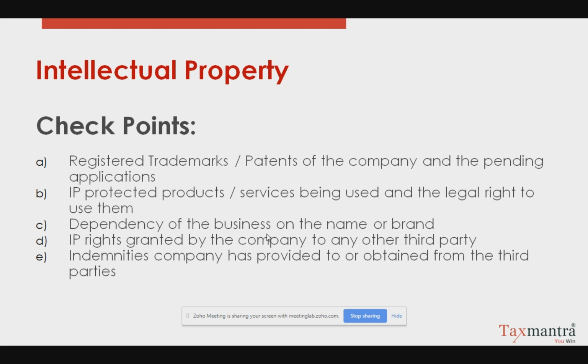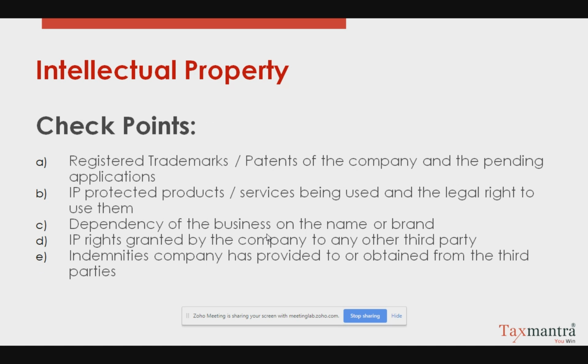The last one can be indemnities the company obtains from a third party. So what are the indemnities? It might happen that, both ways, whether you have used an IP protected right, or you have allowed someone else to use yours, there may be indemnities that the company has provided to the third party. So the investors need to check this as well. These are from the intellectual property due diligence point of view.